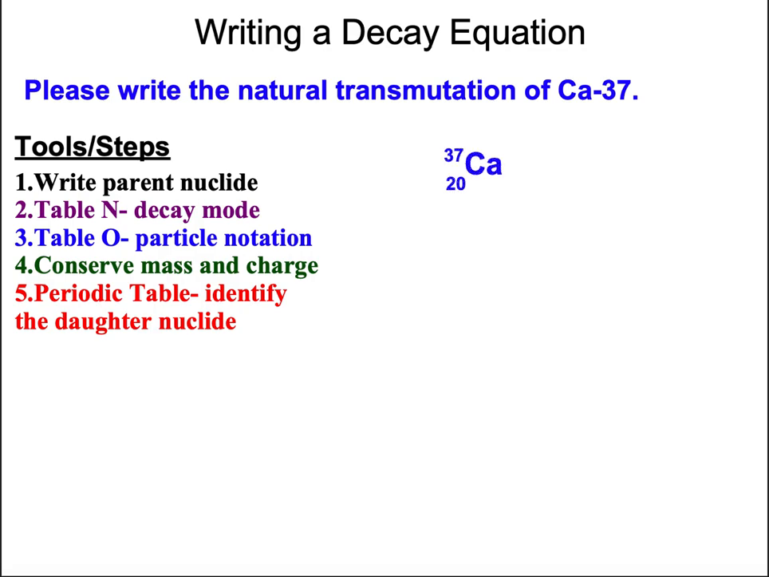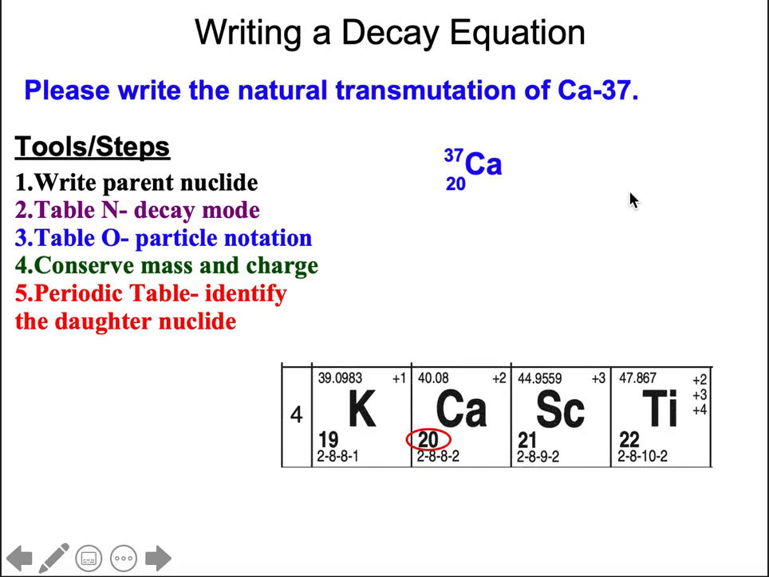All that means is calcium-37. We write out calcium-37, but where did I get this 20 from? Why is there 20 there? Well, if you remember back to PowerPoint 1, this bottom left number represents the atomic number of the element, which we grab directly from the periodic table. So if we go to the periodic table, calcium, its atomic number is 20. Remember, that goes on the bottom left, and the 37 is the number of protons and neutrons, or the atomic mass. So we wrote the parent nuclide.